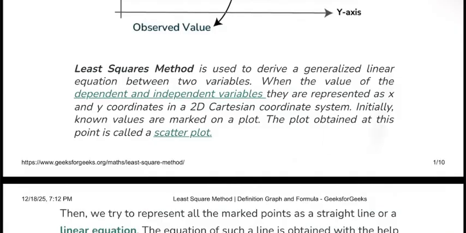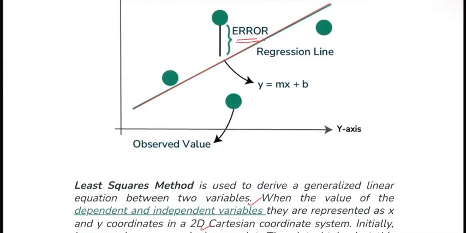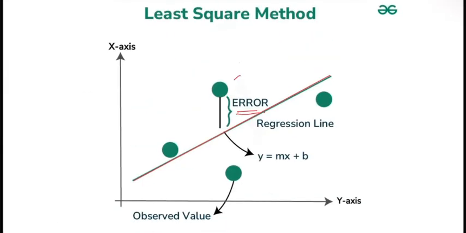The least square method is widely used to generalize the equation of two variables, when the values of the dependent and the independent variable are represented as x and y coordinates in the 2D Cartesian plane. Initially, they are known as marks on the plot. The plot obtained at this point is called the scatter plot. According to our definition, it is called the scatter plot.